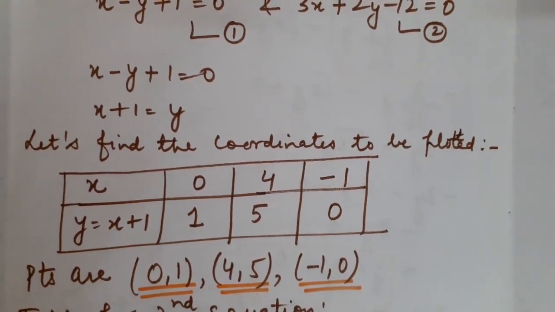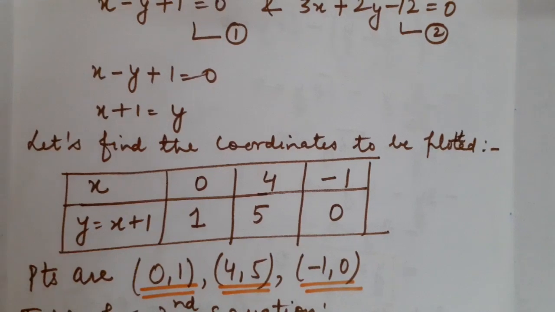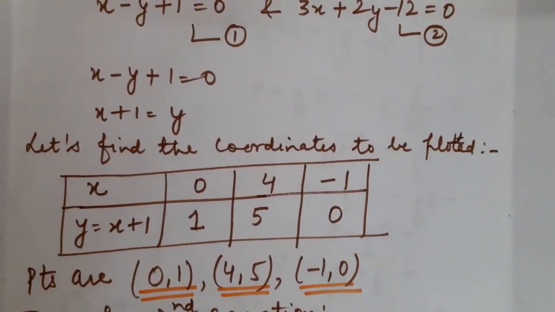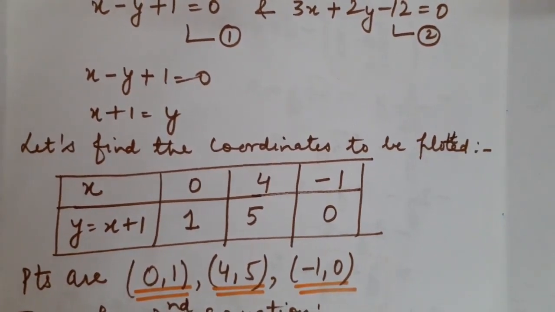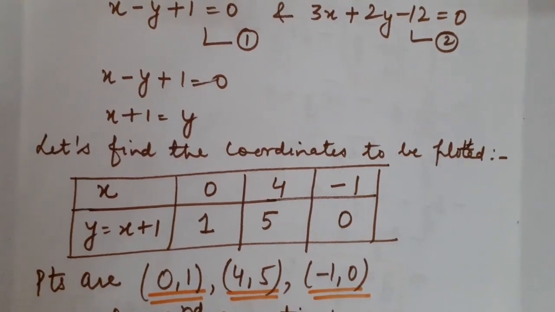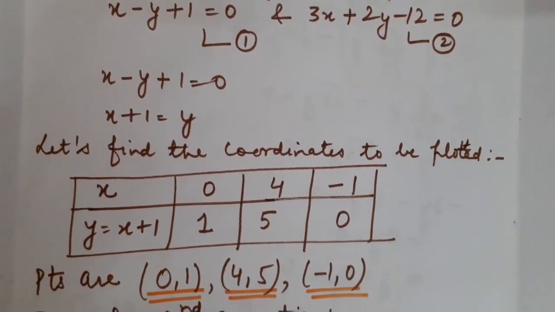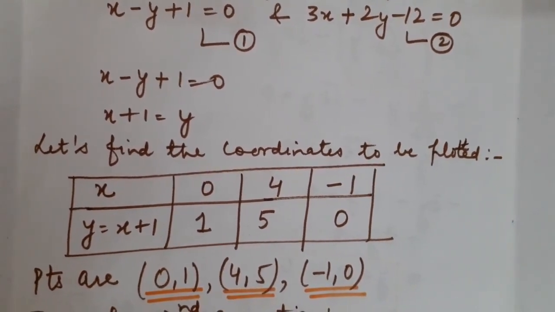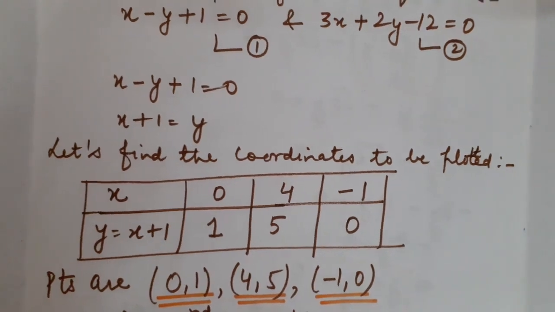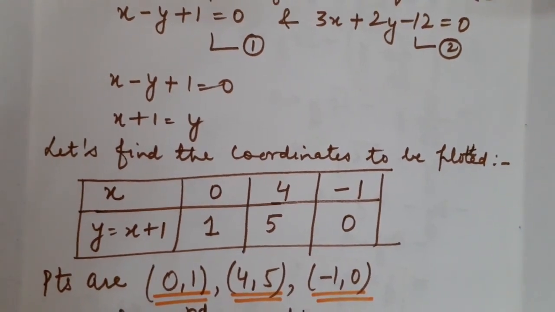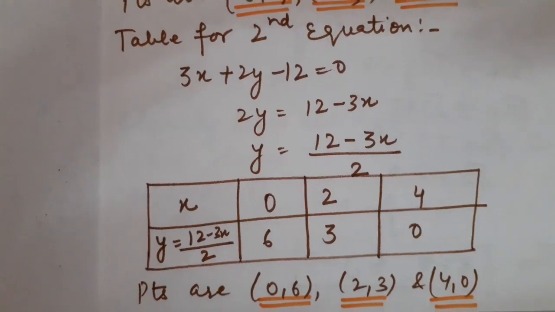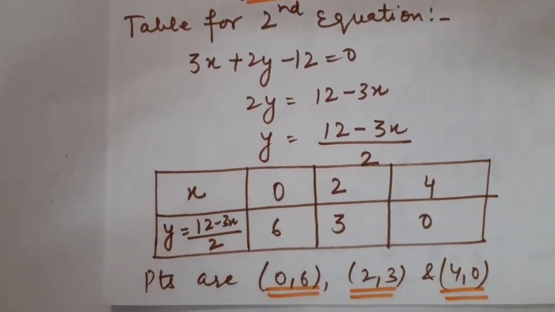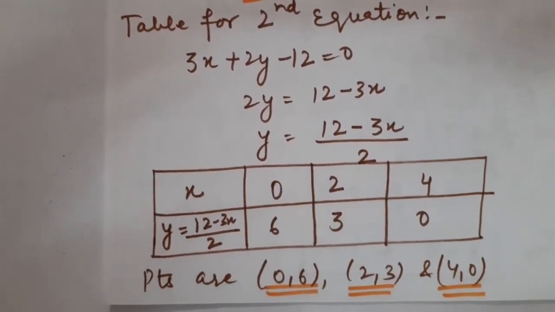If x is equal to 4, then y will be 5. And if x is equal to minus 1, then y will be 0. So the points which we have to plot from equation number 1 are (0, 1), (4, 5) and (minus 1, 0). Now children, let us start making the table based on equation number 2.